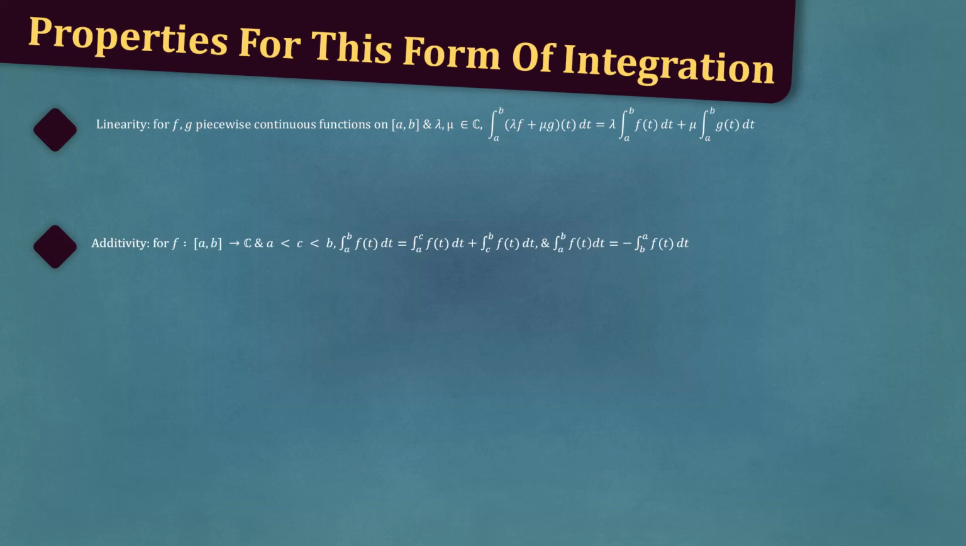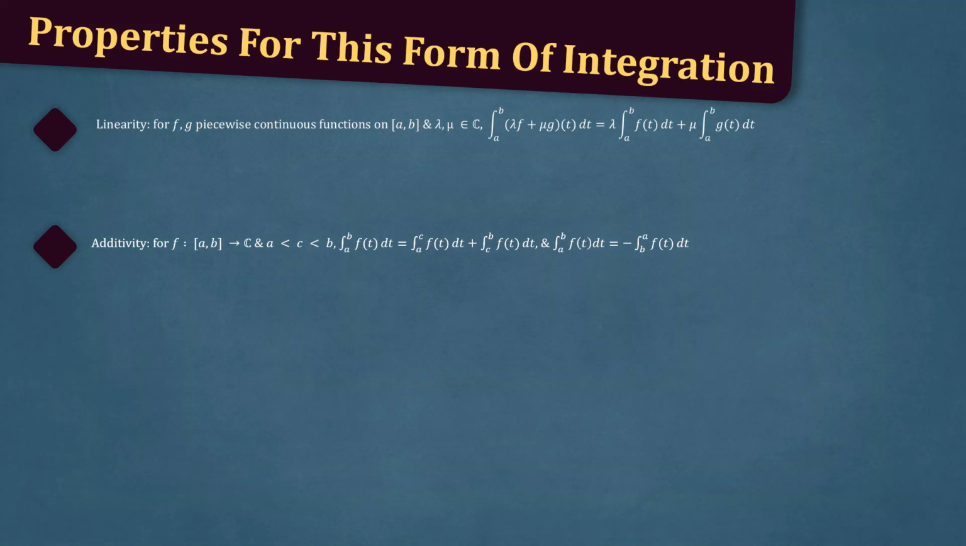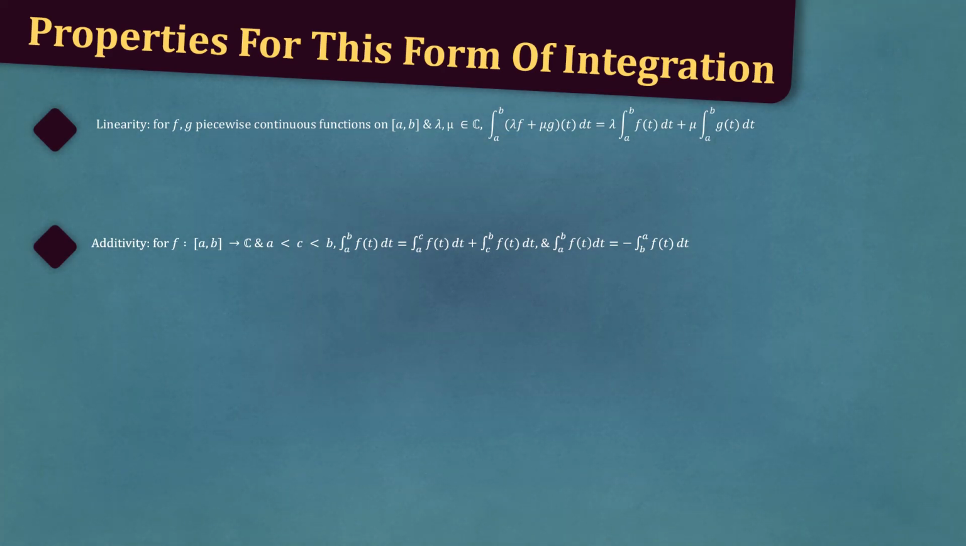We also have an additivity property, that is, for a function f from the interval [a, b] to the complex numbers, and a less than c less than b, we have that the integral from a to b of f(t) dt is equal to the integral from a to c of f(t) dt plus the integral from c to b of f(t) dt, and the integral from a to b of f(t) dt is equal to minus the integral from b to a of f(t) dt.